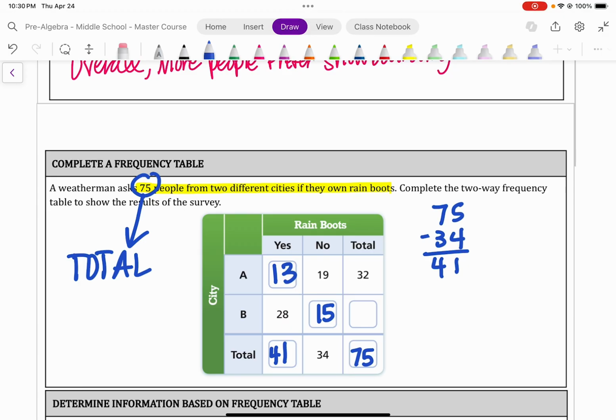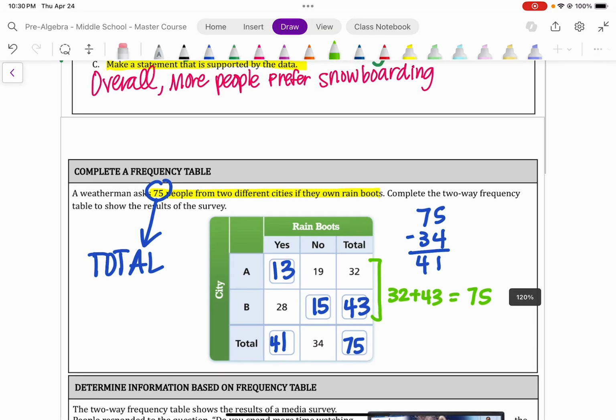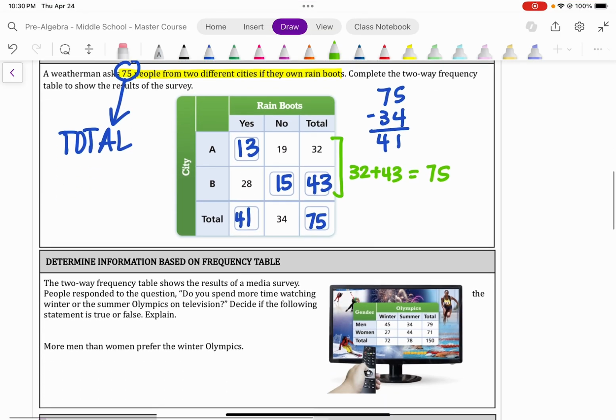And in the last box in that row, 28 plus 15, we're going to add them up. So 28 plus 10 would be 38. Add 5 more, that would be 43. And when we add these two, 32 plus 43, we'll get 75. So we did our math correctly.